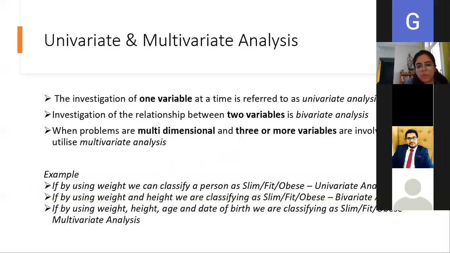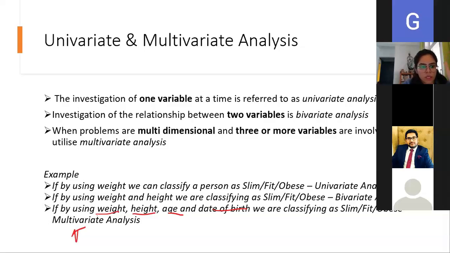But if I'm taking more than two, that is, I decide by weight, height, age, date of birth, all these variables, and based on this I'm going to classify a person as slim, fit, or obese, then what I'm doing is a multivariate analysis. So that is what we will be doing. We'll do multivariate analysis.